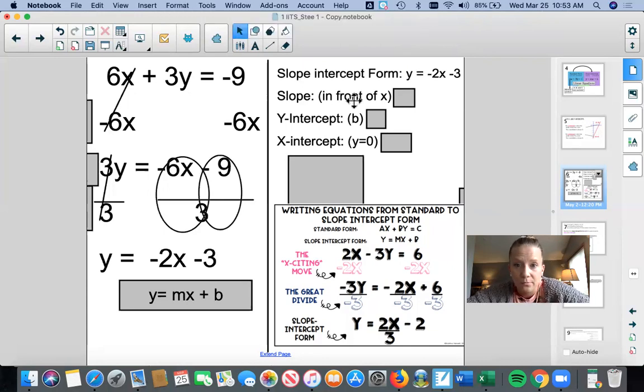The slope, it's just the number right in front of the x. So my slope is -2. Because I have it in the right form, it's really easy to find my y-intercept. My b, or my number on the outside, is -3.